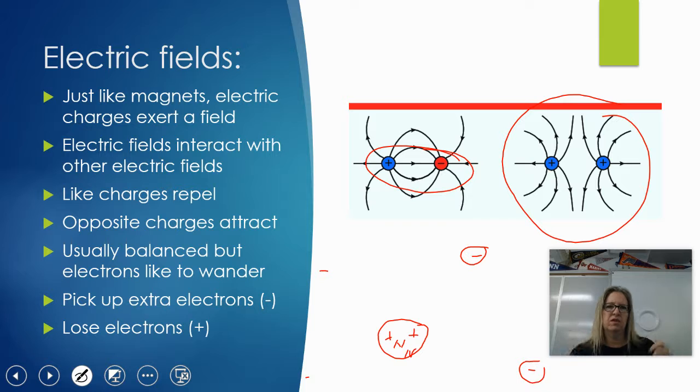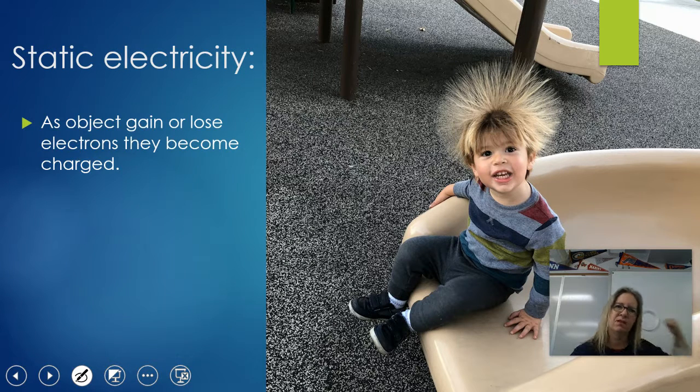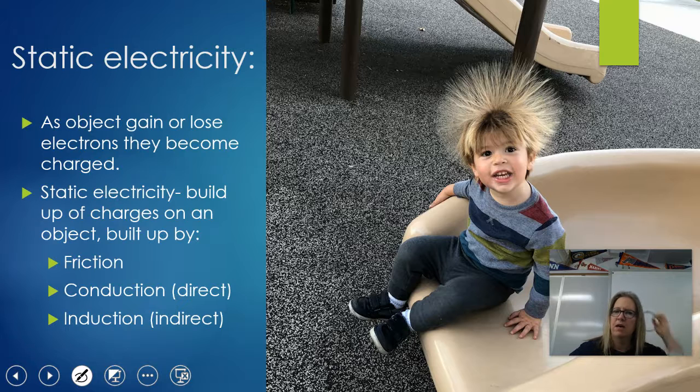And then they're going to exert those fields that then can interact with each other, okay? So that's just a little bit of background of that. So now let's apply that to static electricity and figure out why this plate's sticking to the board back there, okay? So, as objects gain or lose electrons, they become charged, kind of like I said. And it gets built up on different objects, okay?